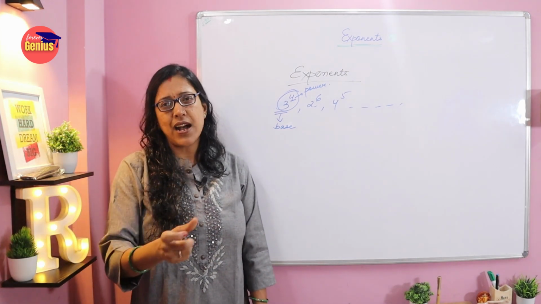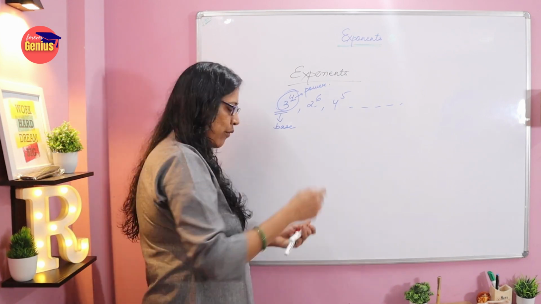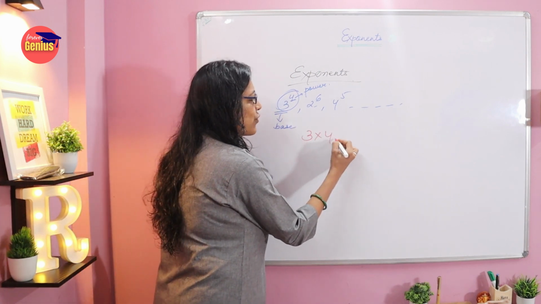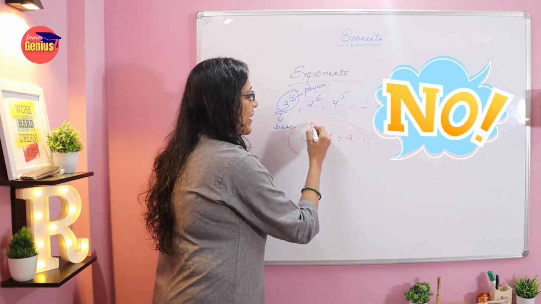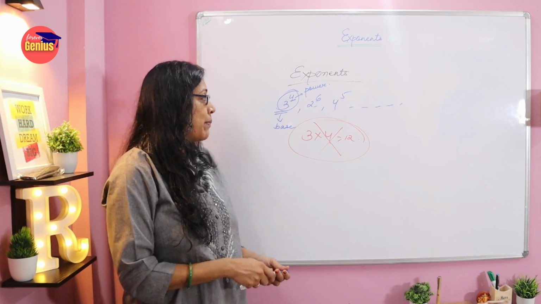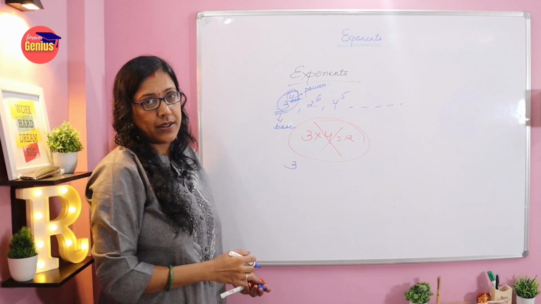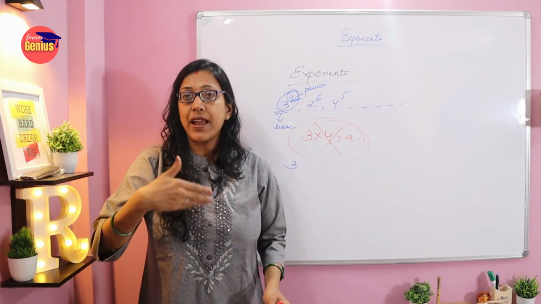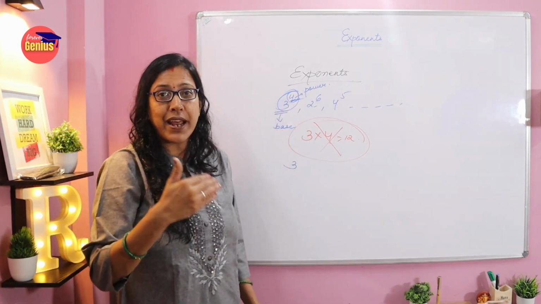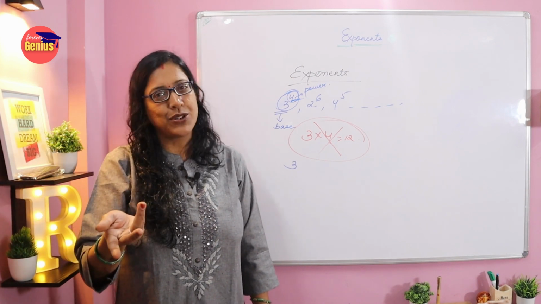So, if I ask you to solve this particular number, how will we solve? What are we supposed to do? Are we supposed to do 3 into 4, that is 12? No, it is totally incorrect. Then what are we supposed to do? Power notation means whatever the power is, the number will be multiplied with itself that many times. The 3 will be multiplied 4 times with itself. That is the meaning of power notation.